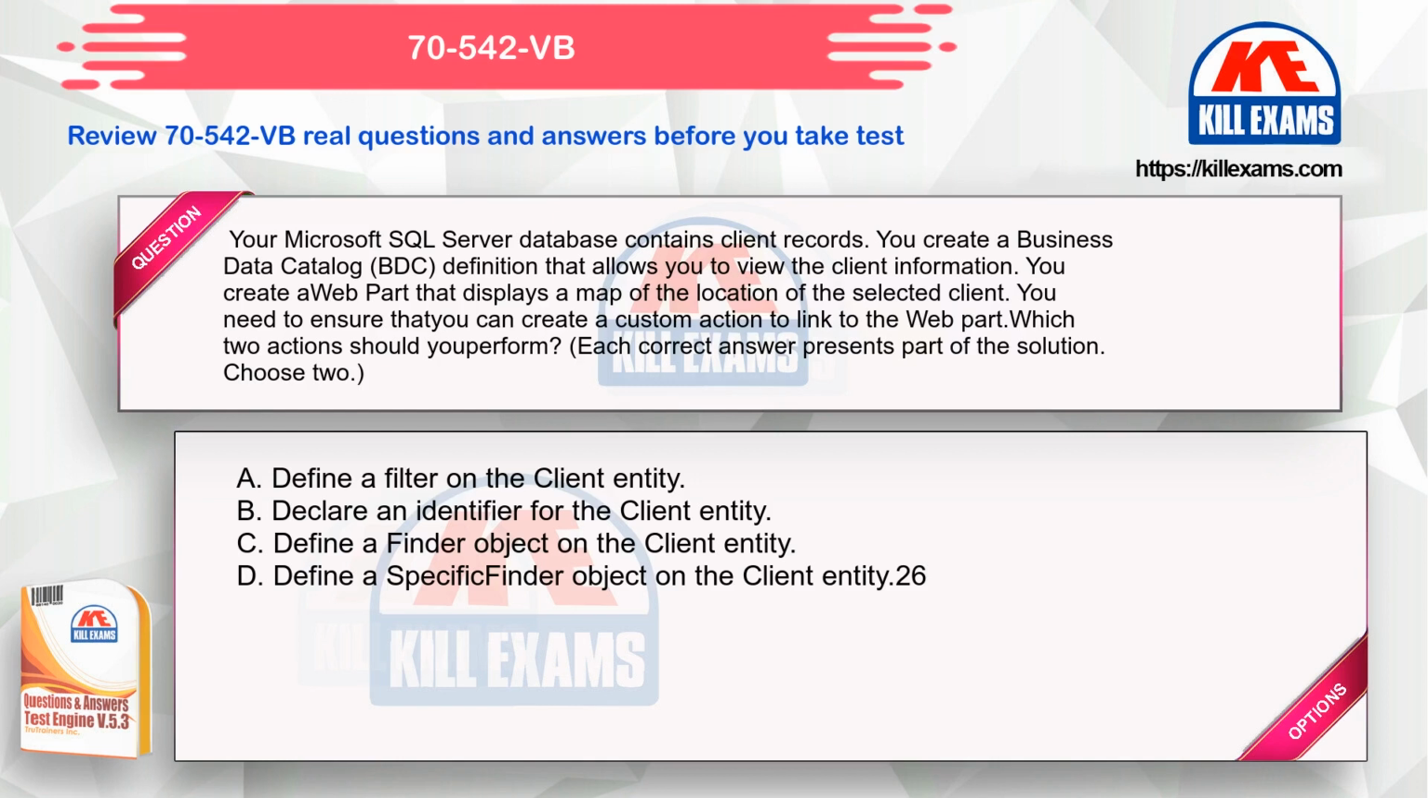Choose two. Option A. Define a filter on the client entity. Option B. Declare an identifier for the client entity. Option C. Define a finder object on the client entity. Option D. Define a specific finder object on the client entity.